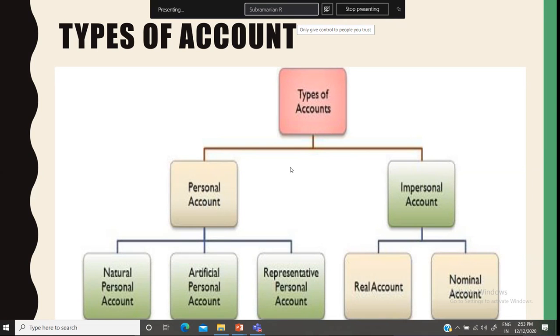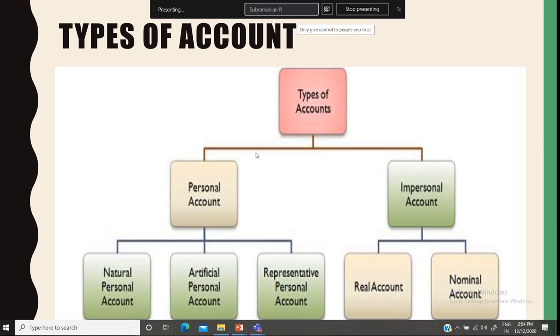Okay, next is types of account. Many people who are from a commerce background might know this already, but even then I will explain it to you, so please listen carefully. If you cannot understand, you can stop me and ask doubts. So what are the types of account? From this only our accounting subject comes in depth. This is the basic thing which we must know.